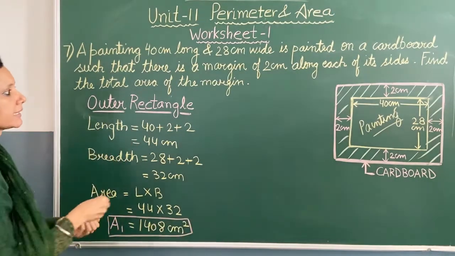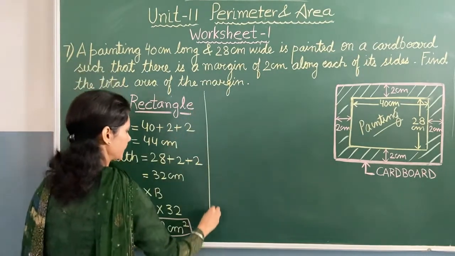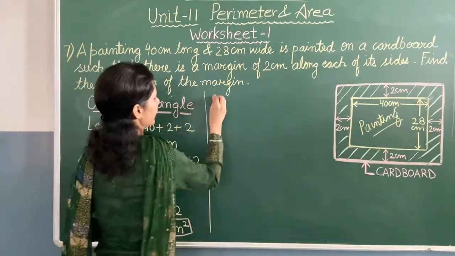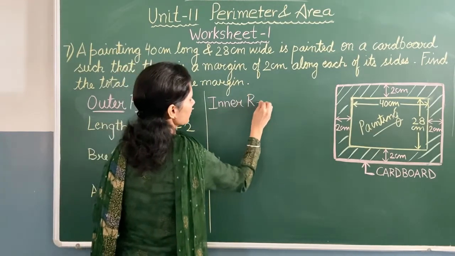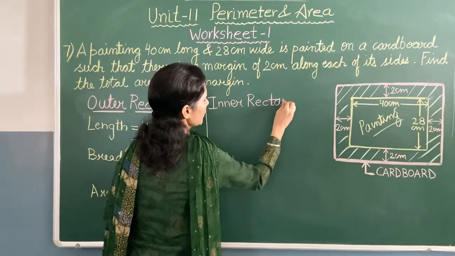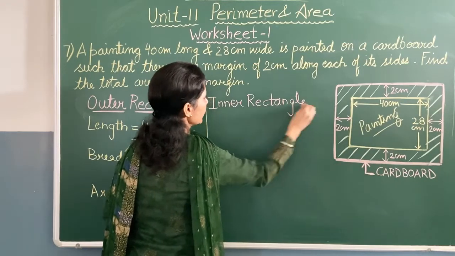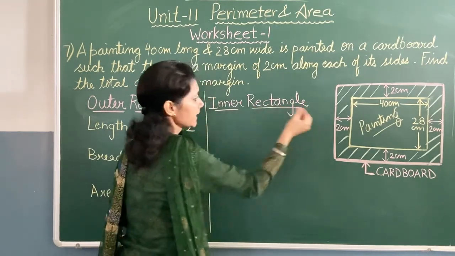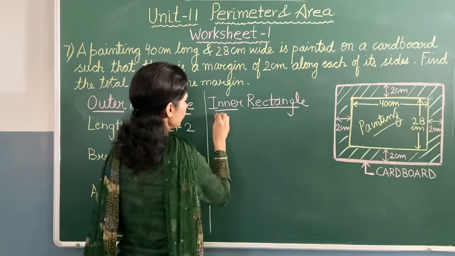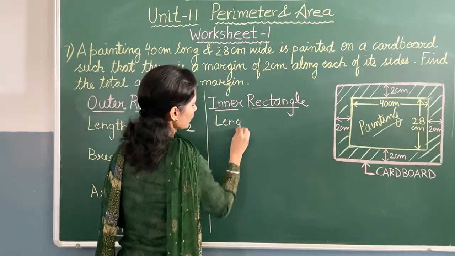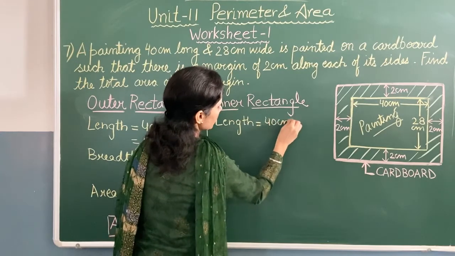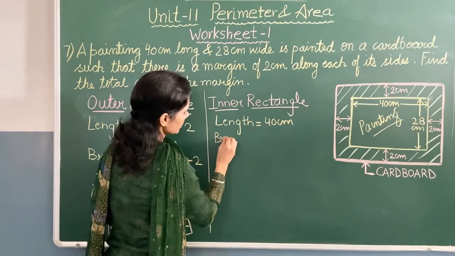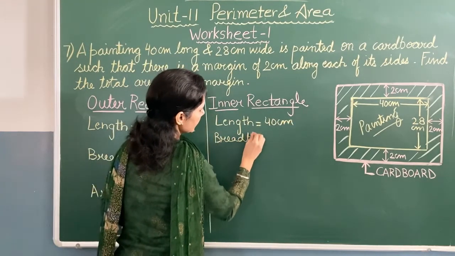Now comes the inner rectangle. So let's give the heading as inner rectangle. Now we already know the length and the breadth of the inner rectangle, so we can easily find out the area. Let's write down the length. The length of the inner rectangle is 40 centimeters and breadth is 28 centimeters.